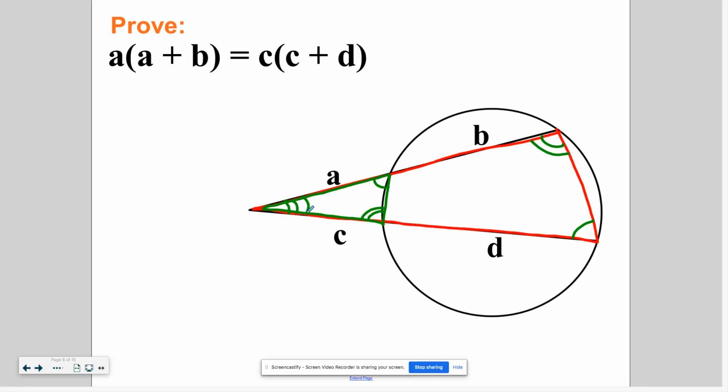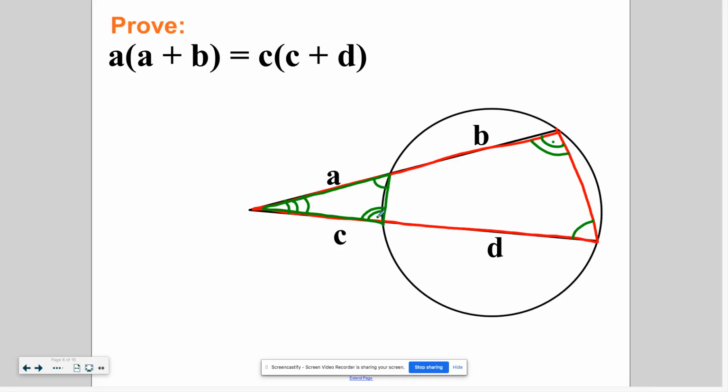Now you'll notice that they are similar, but the smaller one is kind of flipped over from the larger one. See where the double angle is compared to this double angle? Those are kind of flipped over from each other. So when we write a proportion, we need to keep that in mind.